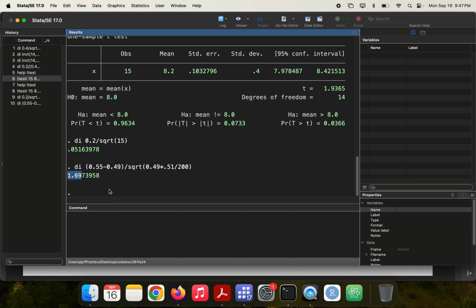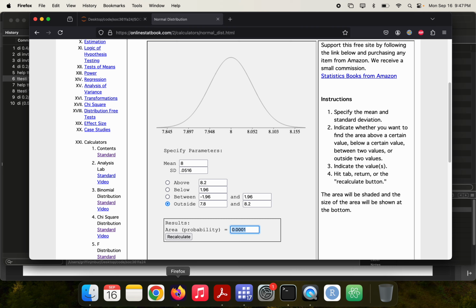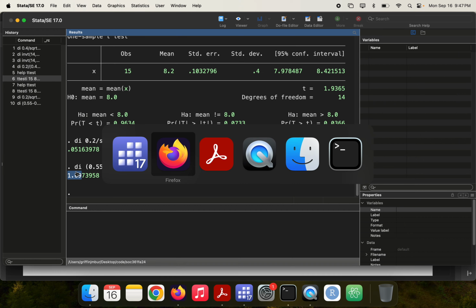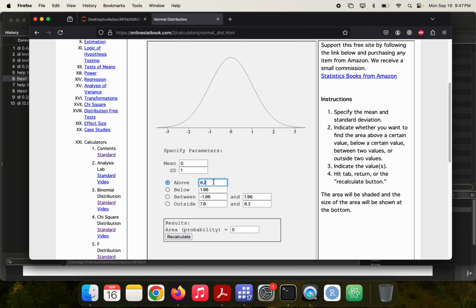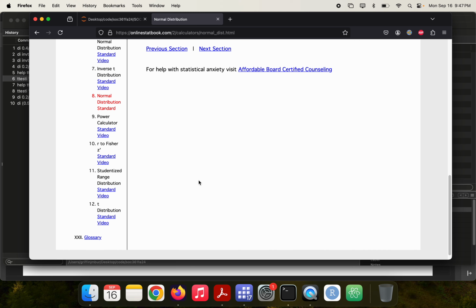We could actually go punch it into the online stat book and look and see. So this is the z-score, so it's on a standard normal curve. And let's say we were doing a one-tailed test. So we want to find the area, let's say above our statistic, which is 1.7 basically. So we would see results this large or larger.